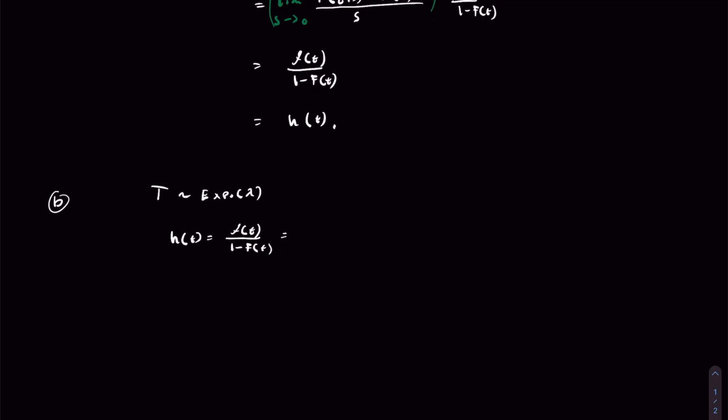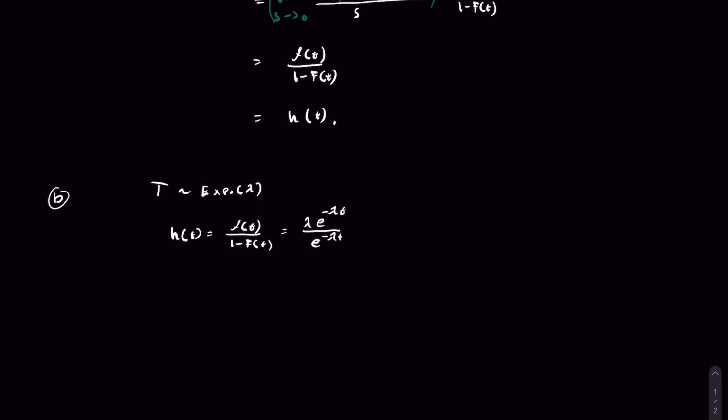And now what is the PDF of the exponential? Well, that's just lambda exponential to the negative lambda t. And this is the survival function, basically the complement of an event happening. And that is e to the negative lambda t. And we see that these two guys cancel out, and what we are left with is lambda. All right, so that was the first part of the question.